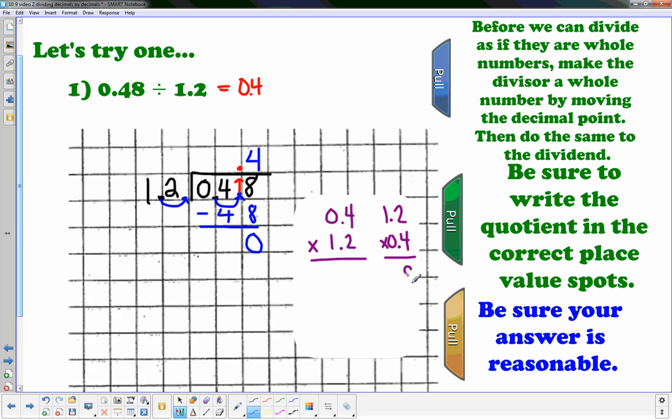4 times 2 is 8. 4 times 1 is 4. I move the decimal 2 places. Oh, 48 hundredths. 48 hundredths. Check. My answer is definitely reasonable. Alright, let's keep going.